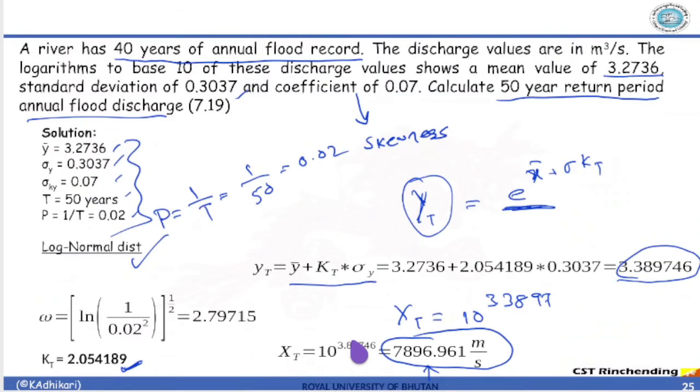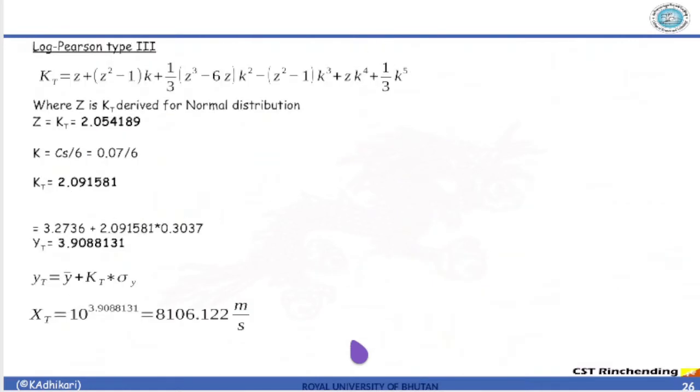Now, as I said, the question has not mentioned which distribution we have to use, so we have just randomly chosen log normal. The same thing can be done with other distributions like log Pearson type 3 distribution. The only difference is the frequency factor, right? The difference in different methods is just the frequency factor. So for this log Pearson type 3, the frequency factor is calculated on this, and we have already calculated it as 2.054189. So that is the frequency factor calculated.